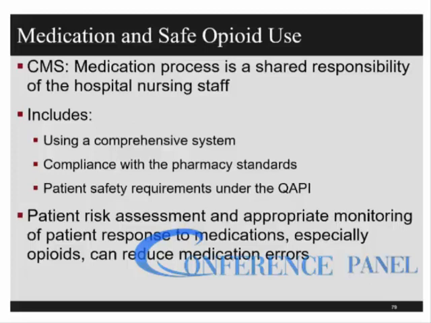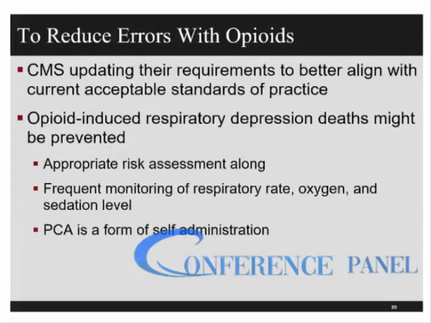That's a major goal for those. So there has to be a risk assessment for our patients. We have to do monitoring of them, especially their response to opioids, so we can cut those medication errors. CMS updated their requirements so they are in better line with acceptable standards of practice. CMS will not establish the standard of care. They leave that to the professions, to the physicians, to the pharmacists, to the nursing. They do not establish a standard of care.